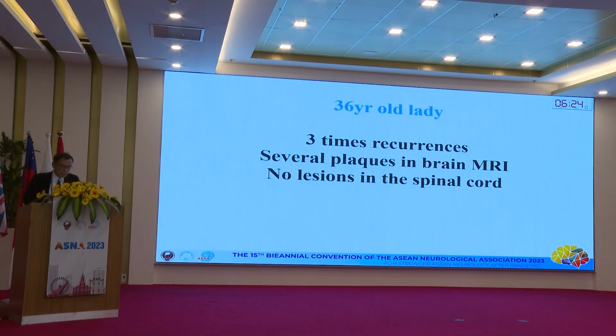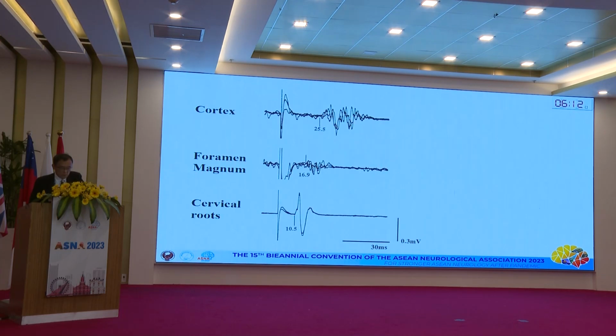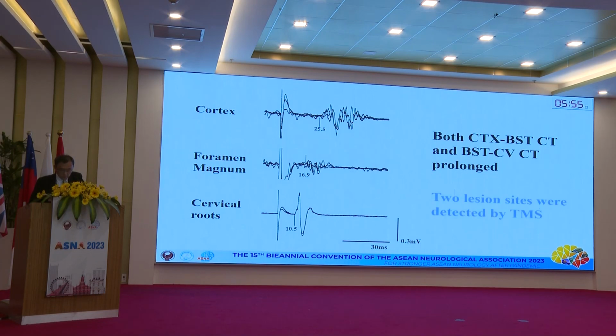And another one, you see, has three recurrences, which means multiple sclerosis with several plaques in the brain, but no spinal cord lesion at that time. However, when we used TMS in this case, of course the intracranial latency is prolonged. However, the spinal latency is also prolonged, which suggests something happened in the spinal cord, the extracranial part, and maybe multiple lesions could be detected with the method.